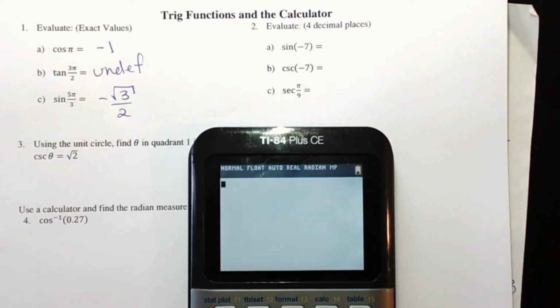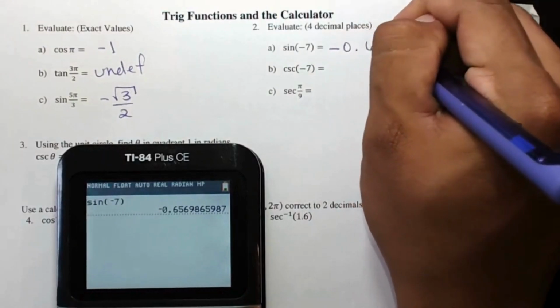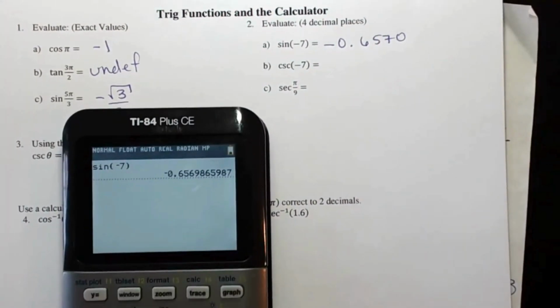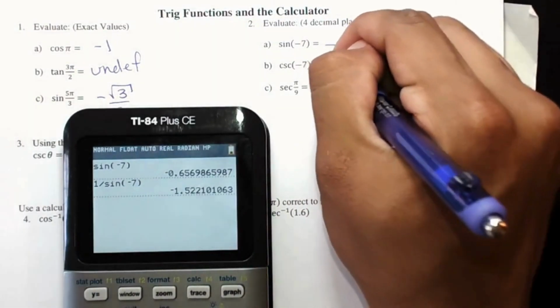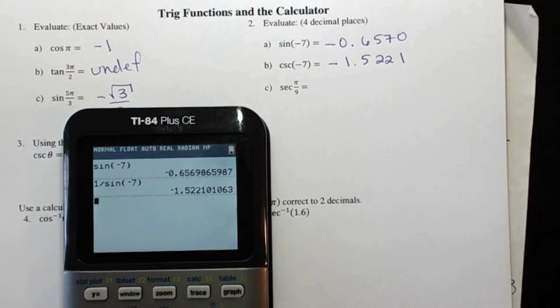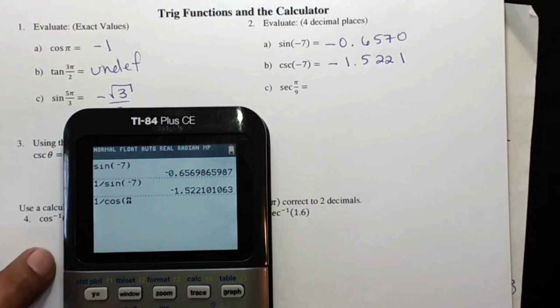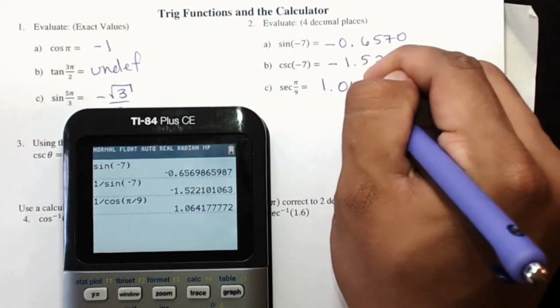So we're going to do kind of like what we did before with degrees, where I'm just going to type it into my calculator and make sure that you round. So we get negative 0.6570. Well, cosecant is 1 over sine of that. Remember that if we're not doing the inverses, you should have the fraction on the outside. And then secant is 1 over cosine. And we don't flip the angle, we're just going to leave it as pi over 9. And we end up getting 1.0642.